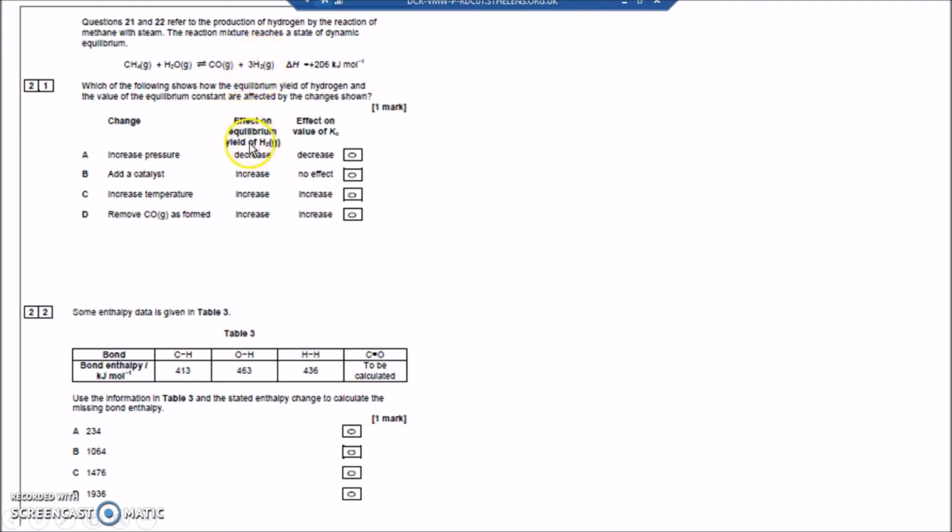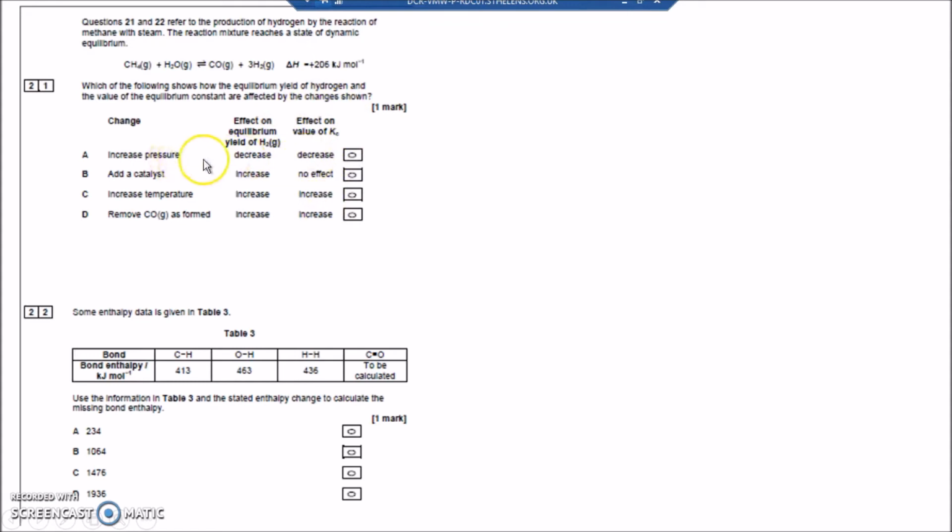So an increase in the equilibrium yield of hydrogen would mean shifting it to the right to make more. A decrease in the equilibrium yield of hydrogen would mean shifting it to the left. Then the effect on the value of the equilibrium constant. Now that's interesting, because the only thing that affects the value of the equilibrium constant is temperature. The only way that we're going to affect Kc, either to decrease it or increase it, is to change temperature. That's the only thing that affects Kc.